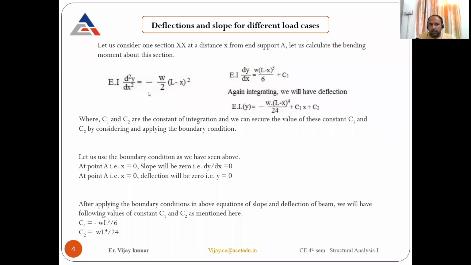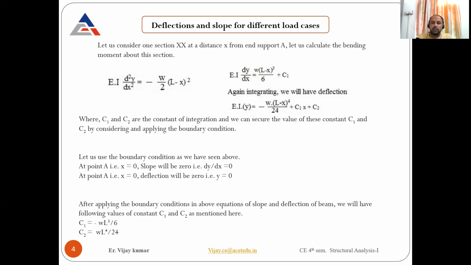After writing the bending equation, we need to integrate first and add the integration constant C1, and then integrate again. After the second integration, what you will get is W into (L minus x) power 4 divided by 6 into 4, that is 24, plus C1 x plus C2. This is the deflection equation with the constants of integration C1 and C2.